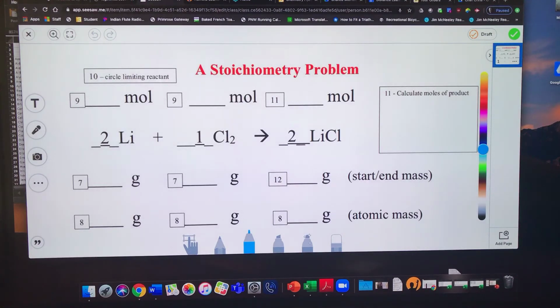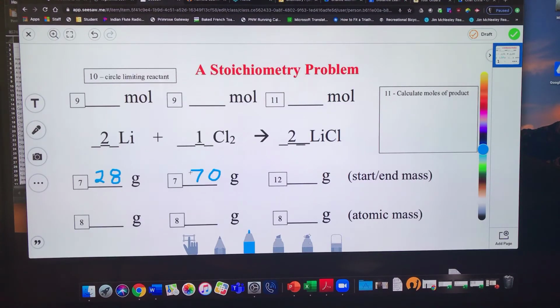And step number 7 says write what we are given. All right? In this case, what we are given, I'm going to give you 28 grams of lithium and 70 grams of chlorine. Okay? That's what we started with. And if you say, well, where'd those numbers come from? I made them up. I'm the teacher. I'm allowed to do that. So I just told you how much we were starting with.